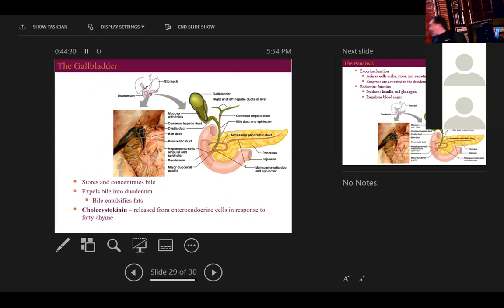Okay. And then we have your ducts, and remember, bile is produced by the liver. So this is going to be your right, this is going to be your left hepatic duct. And then they become one to become your common hepatic duct. Okay, remember, patient's right and patient's left. Then they become one, which we call the common hepatic duct.